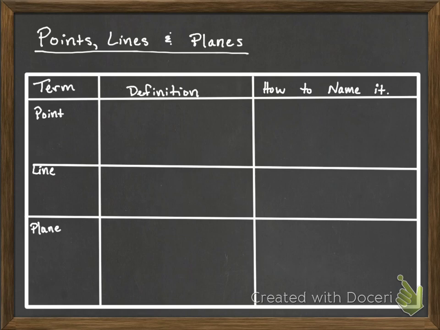All right, so point. Definition of a point. You guys already told me the definition of a point. You said it was a dot. Pretty short definition. You could put a little dot there to help you out. That is a point. How do we name a point? You use a capital letter to name a point. So, for example, maybe you have that. That would be point A.